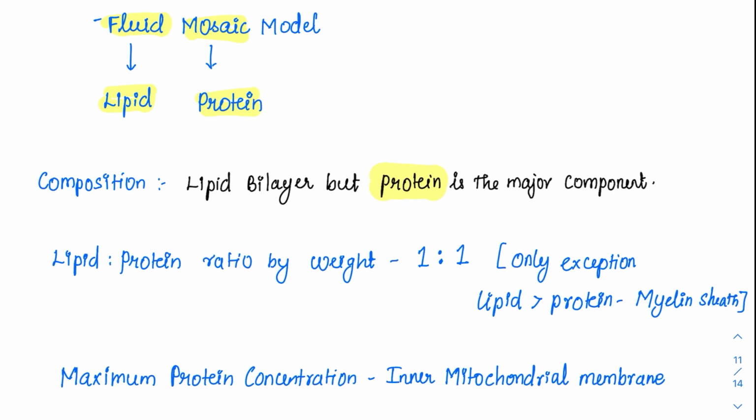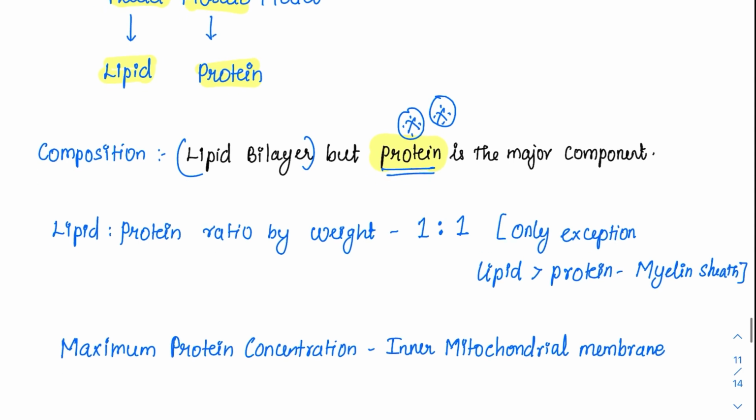This is one common mistake everybody makes: which is the maximum composition of the cell membrane, whether it is lipid or protein. All of us know that the cell membrane is a lipid bilayer, but that doesn't mean that lipid is more. Even though it is a lipid bilayer, still the protein composition is more. This has been a repeat MCQ and a repeated mistake by the students. Protein is a major component. Just because it is a lipid bilayer doesn't mean that lipid is maximum. But when you consider the weight, it is almost a 1:1 ratio between the protein and lipid.